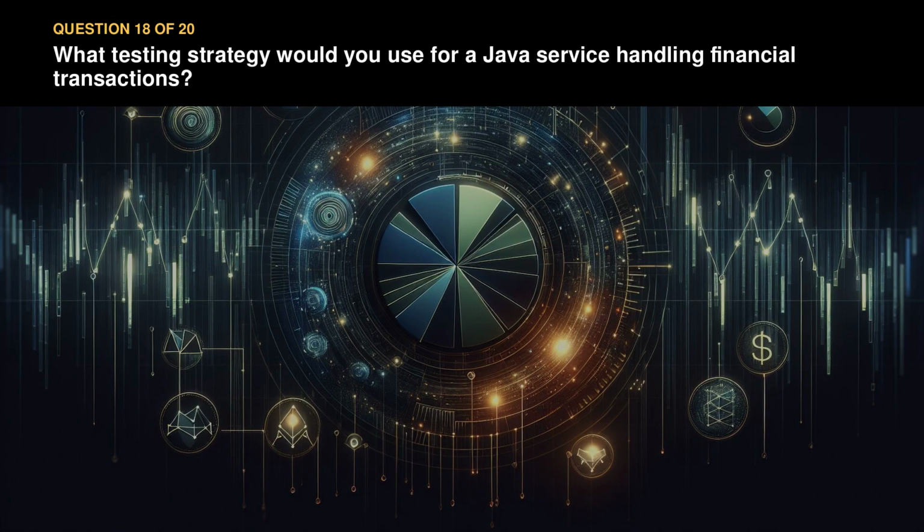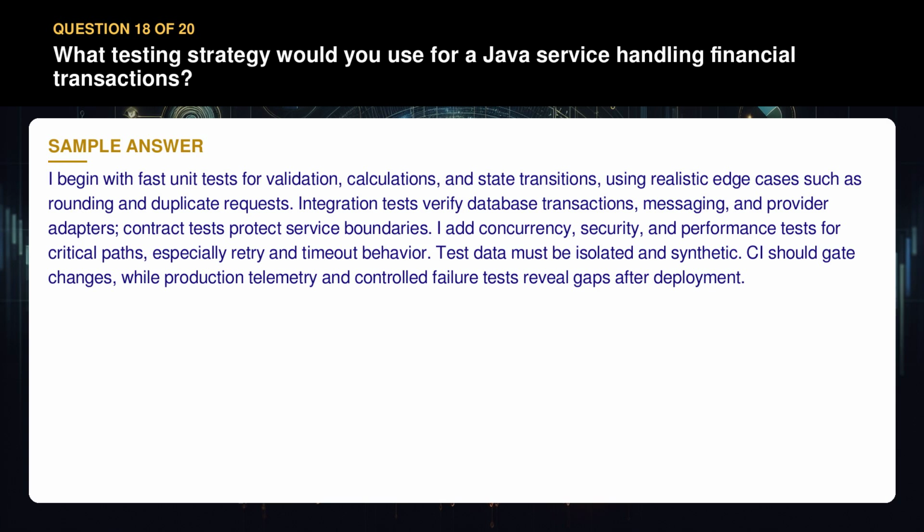Question 18. What testing strategy would you use for a Java service handling financial transactions? I begin with fast unit tests for validation, calculations, and state transitions, using realistic edge cases such as rounding and duplicate requests. Integration tests verify database transactions, messaging, and provider adapters. Contract tests protect service boundaries.